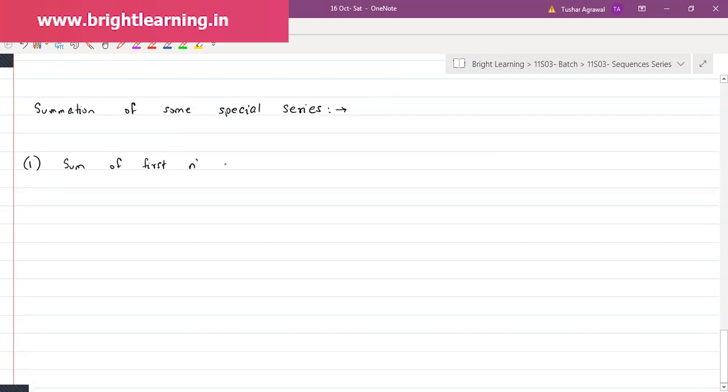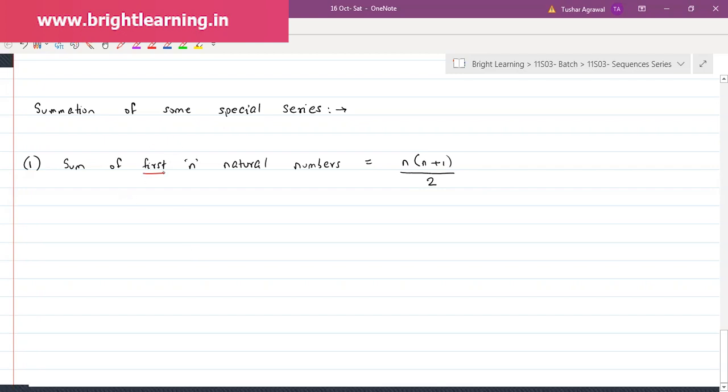The sum of the first n natural numbers is equal to n multiplied by n plus 1 divided by 2. So here the important word is "first n". Okay, first n natural numbers.